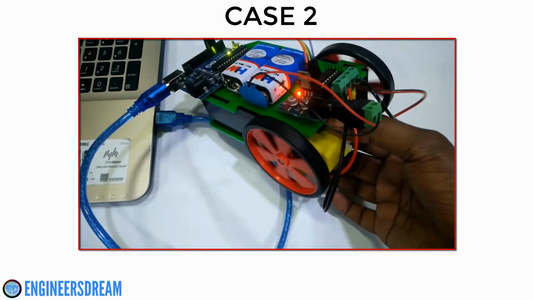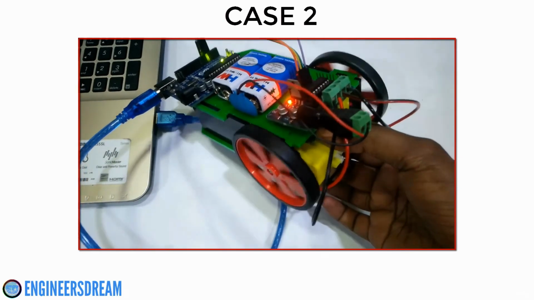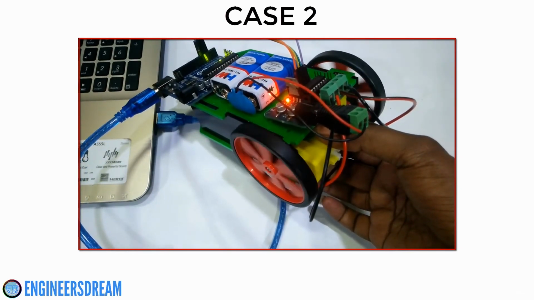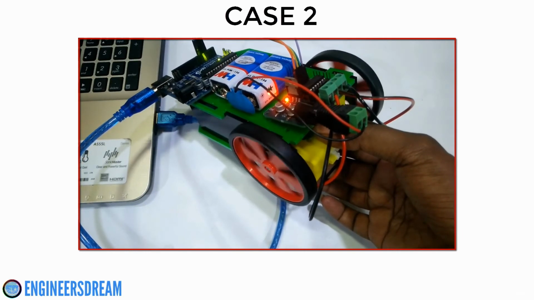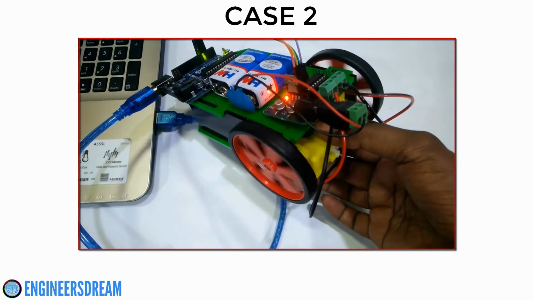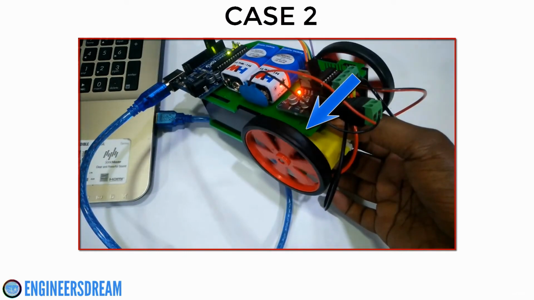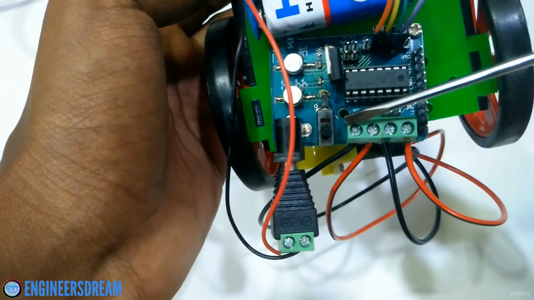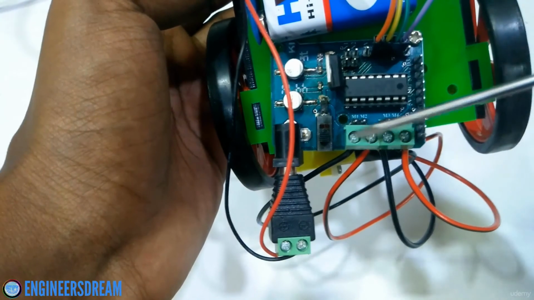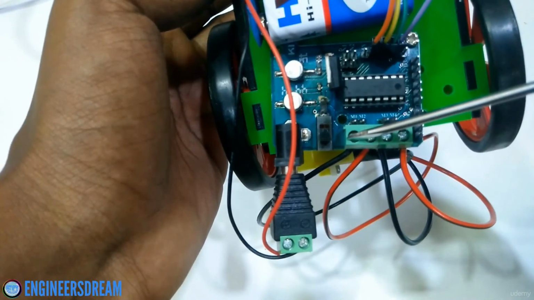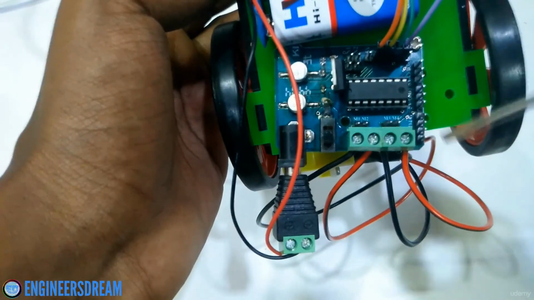According to case 2, if one of the motors is going backward and the other motor is going forward, then just check which motor is going backward, and then you have to interchange the wires of that particular motor. Now guys, as you can see, since the left motor is going backward, I will interchange the wires in the M1 and M2 sockets. So I will remove the M1 wire and connect it to M2, and I will remove the M2 wire and connect it to M1.